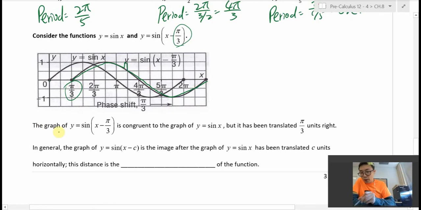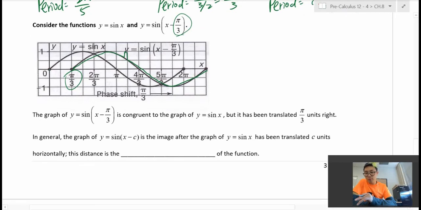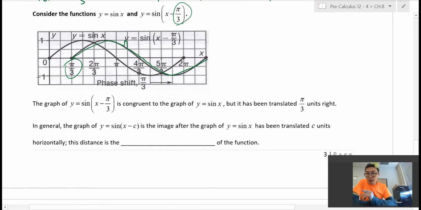So the graph of y equal to sine of x minus pi over 3 is congruent, meaning they are exactly the same as the graph of y equal to sine x. But it has been translated pi over 3 units right. In general, the graph of y equal to sine of x minus c is the image after the graph of y equal to sine x has been translated c units horizontally. This distance is what we call the phase shift. There's a special name for it.